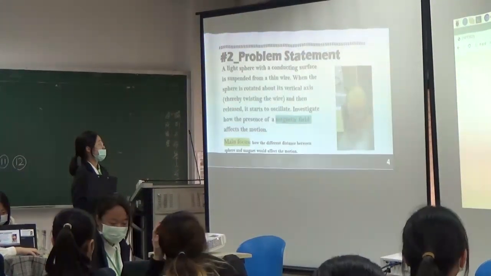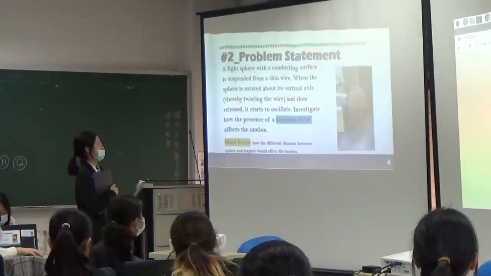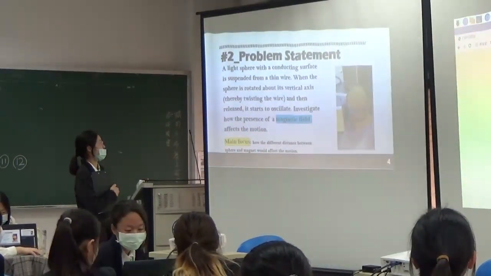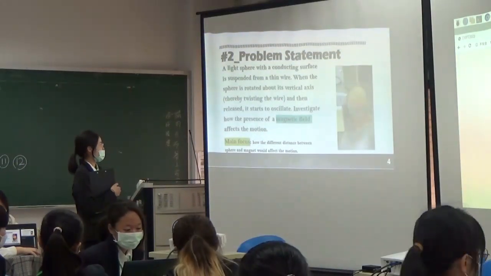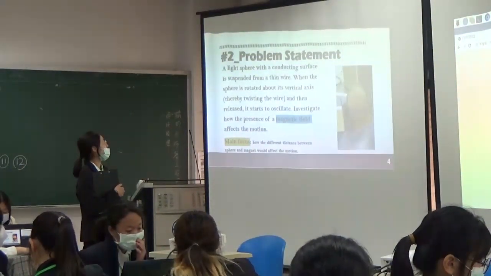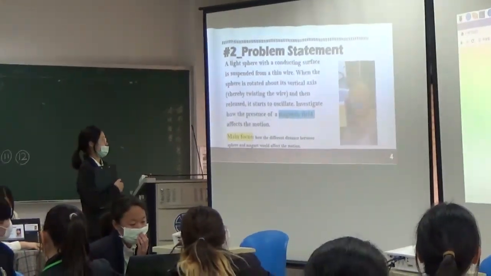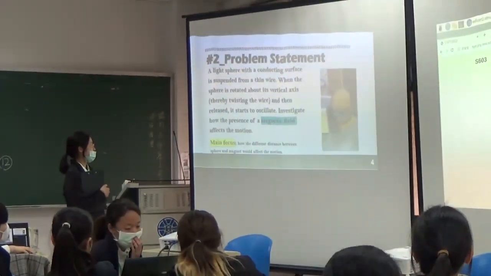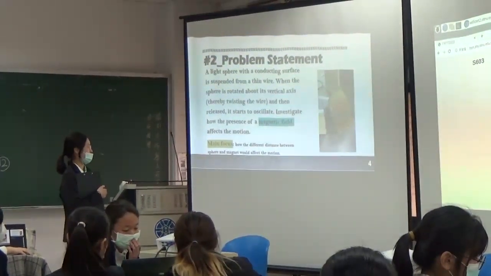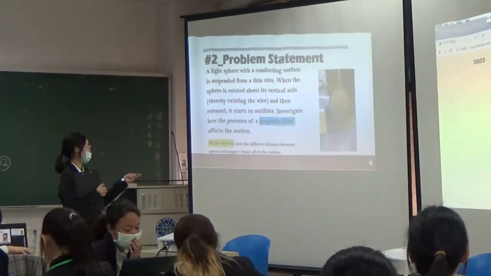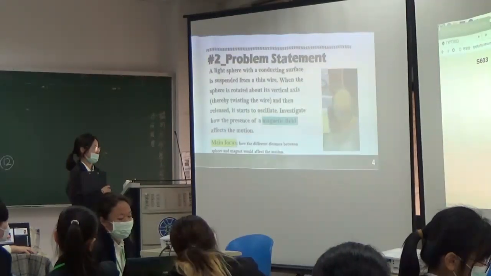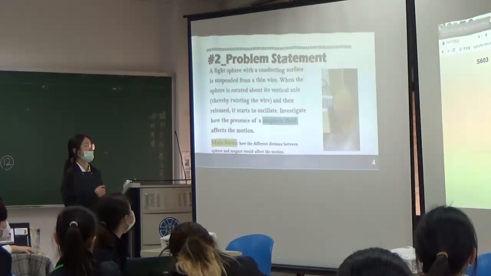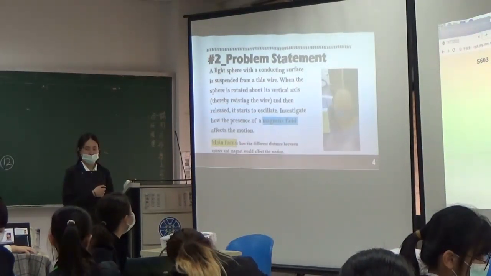This is our problem statement. A light sphere with a conducting surface is suspended from a thin wire. When the sphere is rotated about its vertical axis, thereby twisting the wire, and then released, it starts to oscillate. Investigate how the presence of a magnetic field affects the motion. So our main focus is how the different distance between the sphere and the magnet would affect the motion.